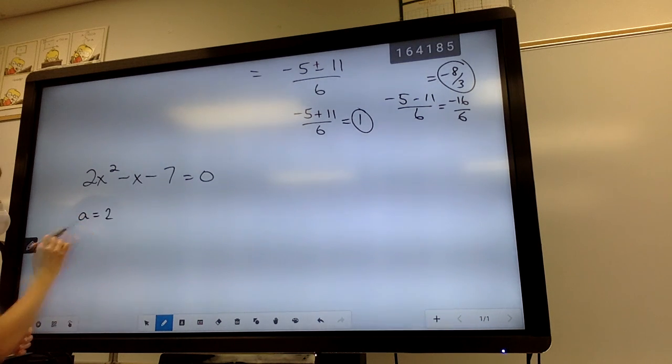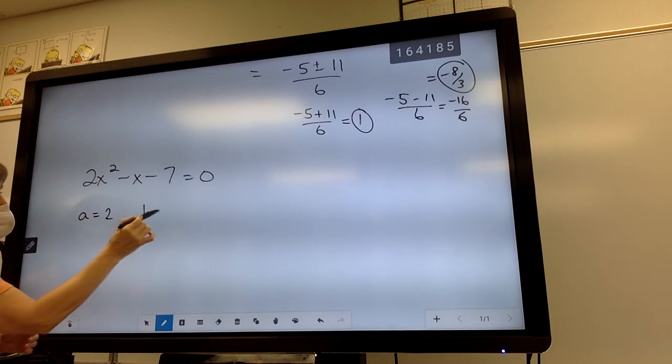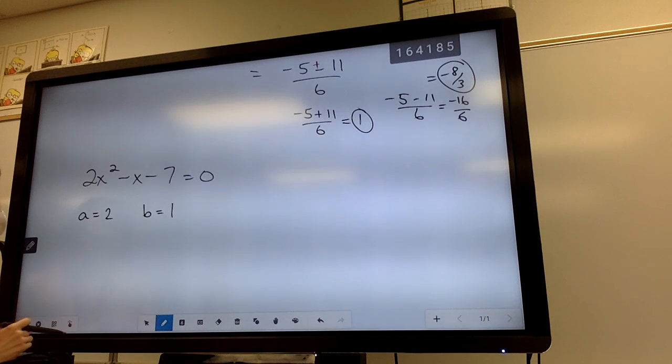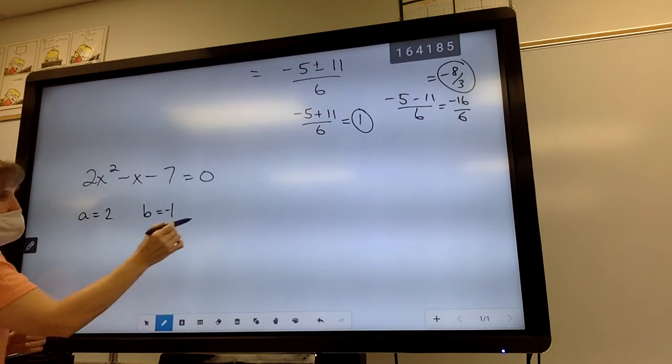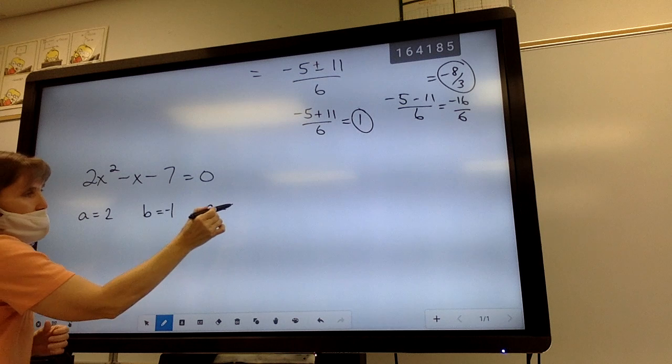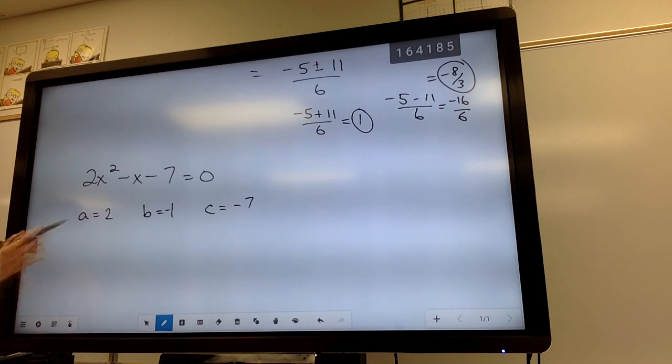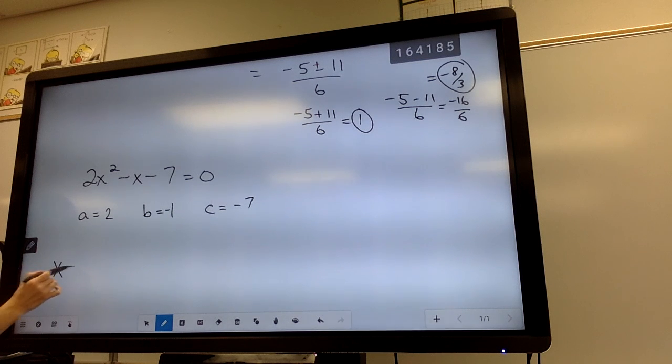In this case, a would be 2. What would my b value be? Negative 1. It says minus x, so that's a negative 1. And then what would my c value be? Negative 7. Okay, don't lose those negatives. They're important. So these are the values I'm plugging into the formula.